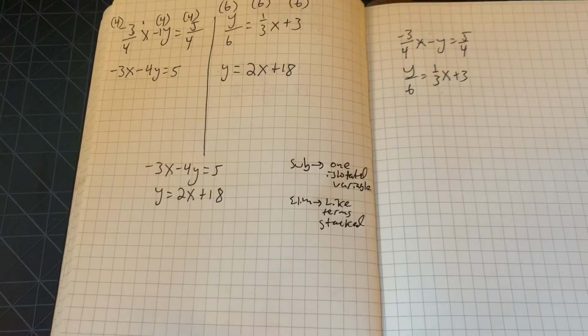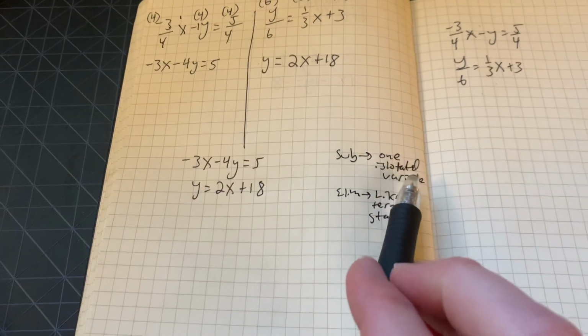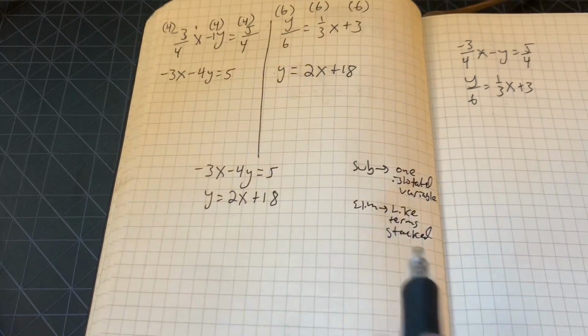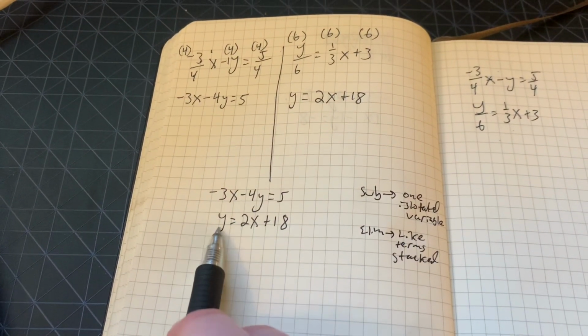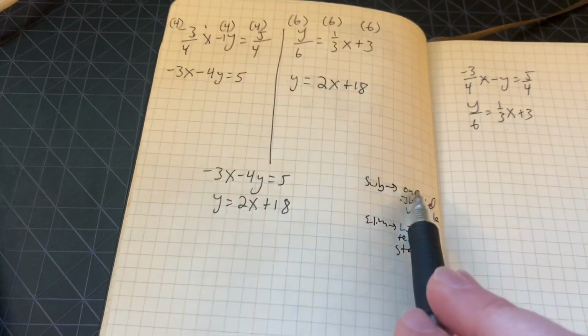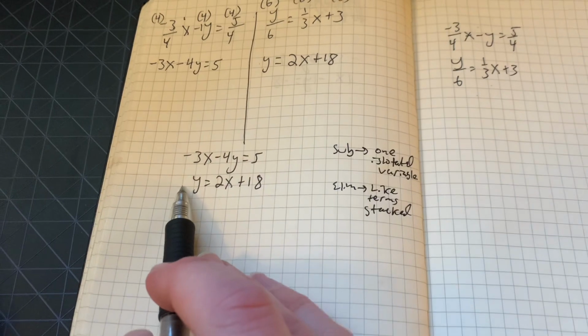So, as a reminder, in order to use substitution, you need one isolated variable. In order to use elimination, your like terms should be stacked. So, in this problem here, I see that this y is totally alone on that side of the equal mark. So we do have one isolated variable, so we can use substitution for this problem.